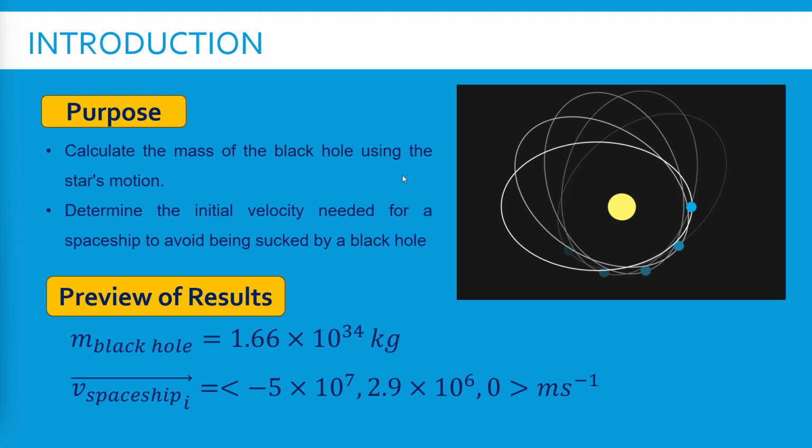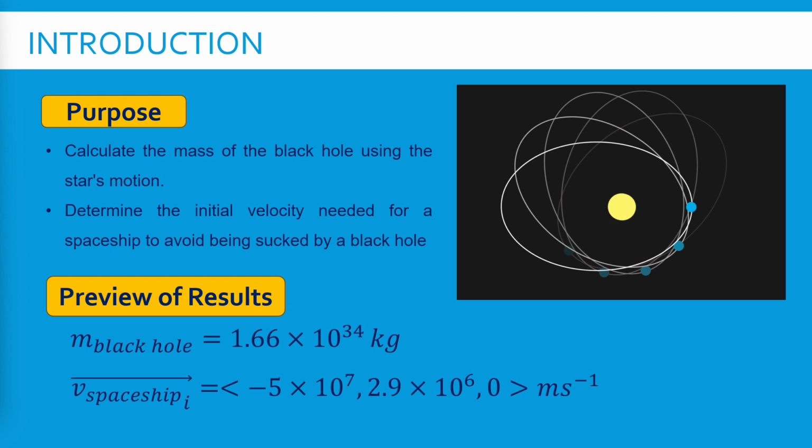This experiment was divided into two parts. For the first part, the goal was to calculate the mass of a black hole using the data from a star's motion. We used this information for the second part, for which the goal was to find the initial velocity needed for a spaceship to navigate the black hole without crashing into it or the planet that it launched from.